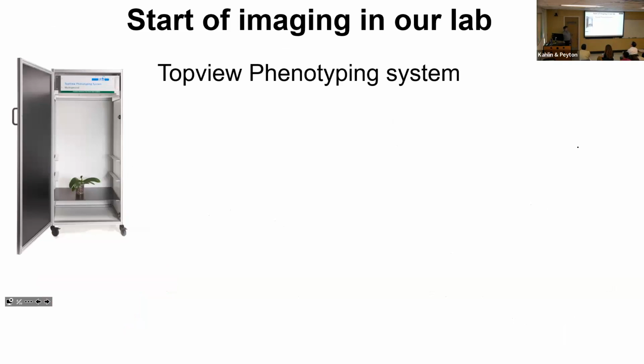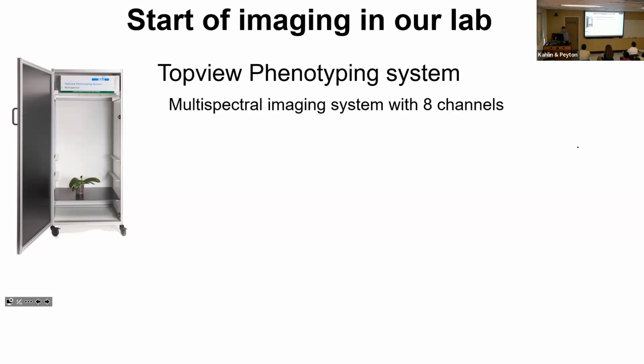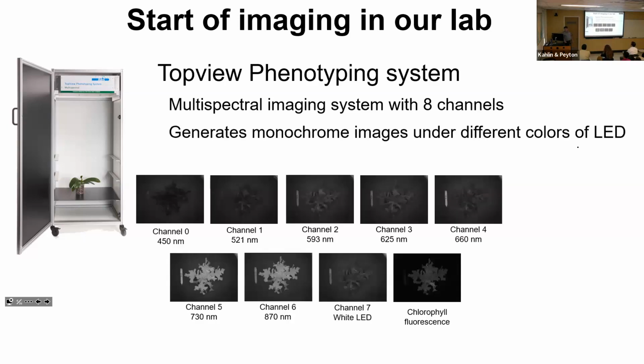This is the top view imaging system made by Phenospex in the Netherlands. Mark wanted to get into imaging, so he bought this thing. The other thing he was using was a standalone chlorophyll fluorescence imager, but we'll get to that again in a second. So this is multispectral. It's got 8 channels, really fancy. It's in a nice cart. One of the things that I'm deeply envious of are the little wheels and the rigidity of the whole affair, which is really nice. But what this does is it generates monochrome images under 8 different colors of LEDs.